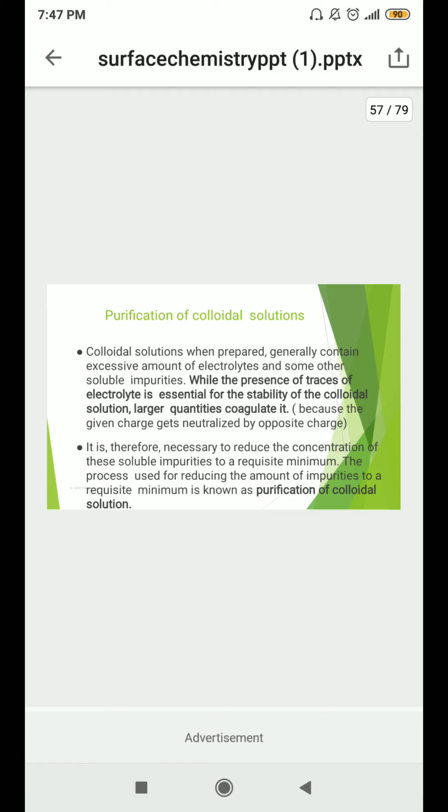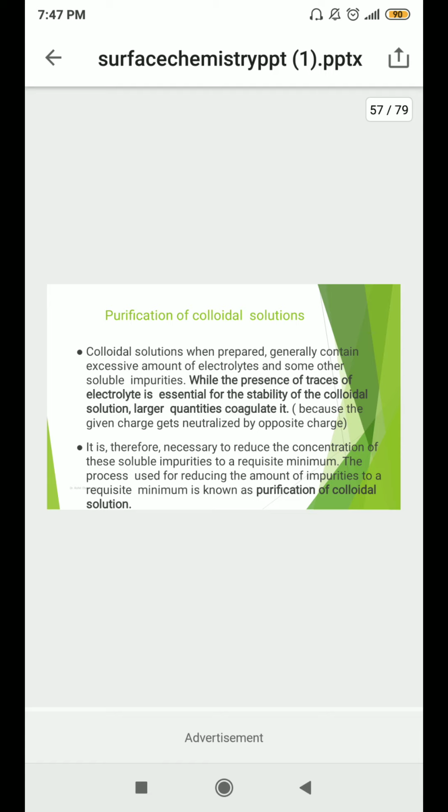All right, so let me read out this also. While the presence of traces of electrolyte is essential for the stability of the colloidal solution, larger quantities coagulate it, so it is therefore necessary to reduce the concentration of the soluble impurities to a requisite minimum.